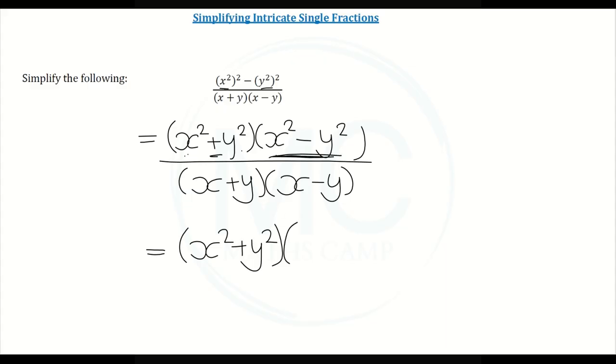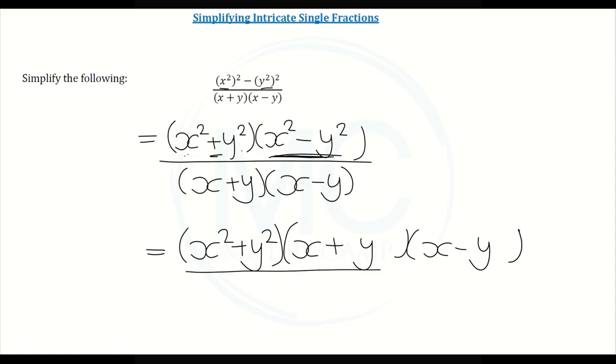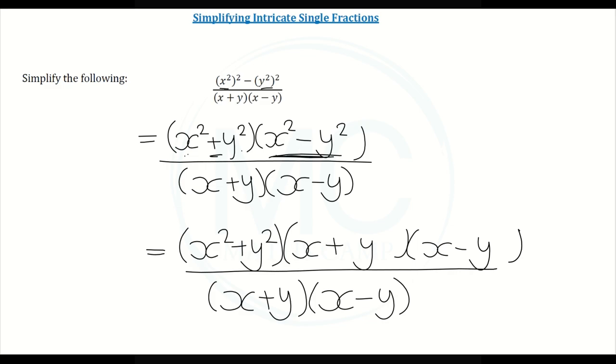The square root of x squared is x. Let's put in a second bracket, put another x over here. The square root of y squared is y. Put in a y over here and a y over here. Let's separate these terms with a plus and these with a minus. Now we can fill in our denominator, x plus y and x minus y. Now our fraction only includes brackets, so we can cancel.